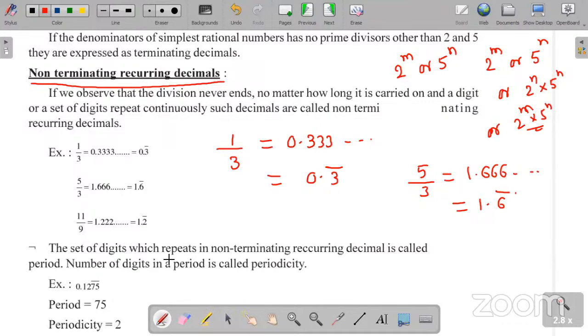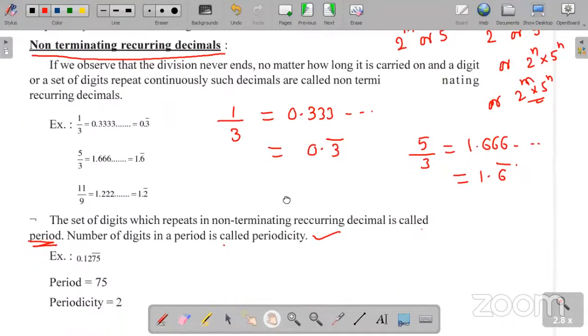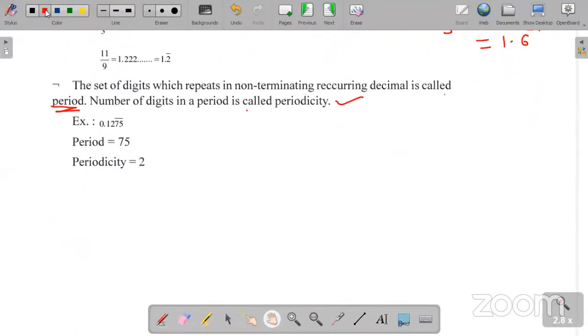The set of digits which repeats in a non-terminating recurring decimal is called period. The number of digits in a period is called periodicity. So that means, you see, it's very important: what is period and what is the periodicity? Let's have a discussion here.